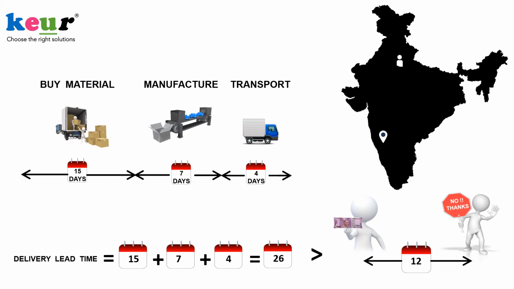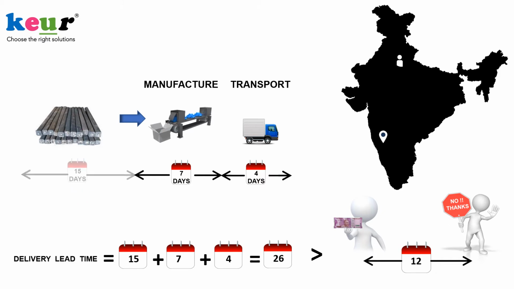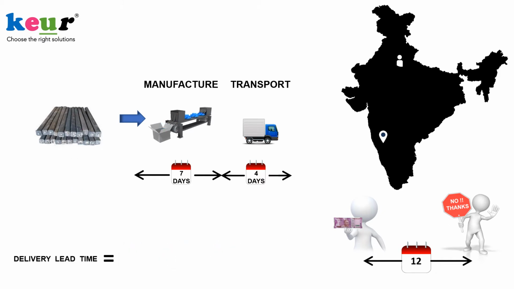Another way of shortening delivery lead time is to carry inventory. If the company carries raw material inventory, then to supply against some order, it will not have to start from buying material. It can start manufacturing immediately using the material in stock. Thus, the procurement lead time of 15 days will be eliminated from delivery lead time. In that case, delivery lead time will be manufacturing lead time plus transportation lead time, which is only 11 days, which is less than 12.